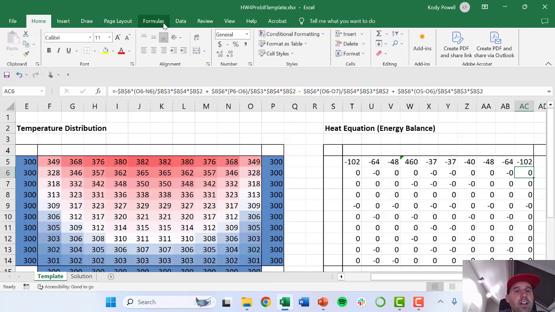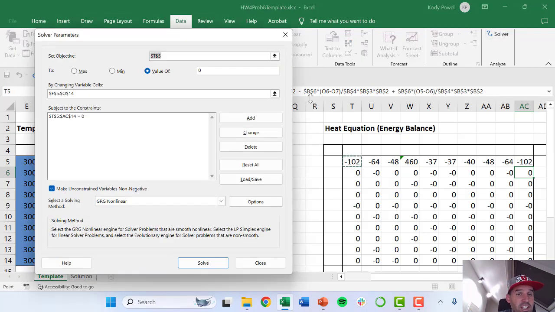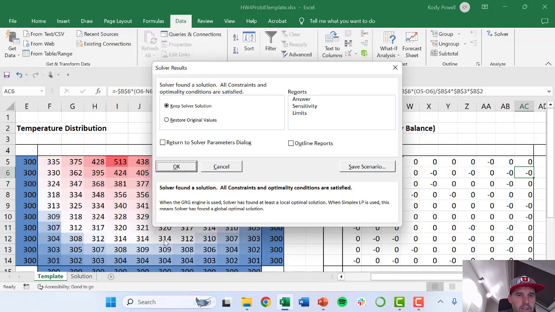So I'm going to go ahead here and solve this again. I actually don't need to change any of the settings in solver. Those are just saved from before. But I do need to resolve so that all these residuals go to 0 and I have a real solution. So solver found a solution.